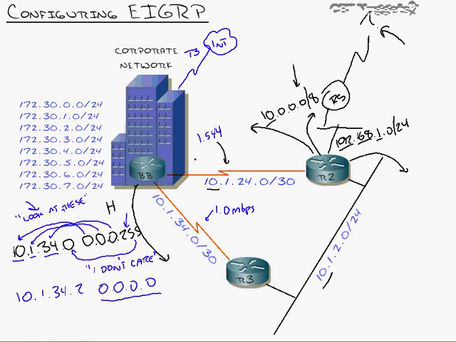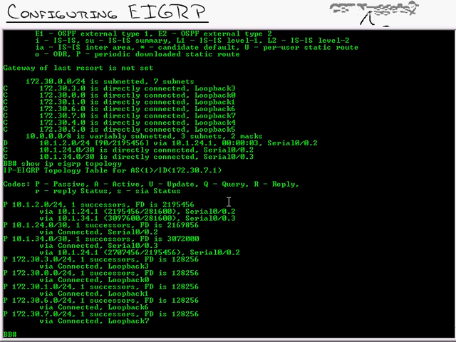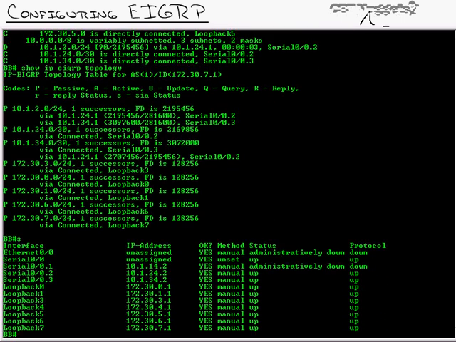With EIGRP, there's actually many ways you can do this. It all depends on your preference. The first way is my least favorite, but you'll find it in Cisco docs all over the place. It's known as the IP default network command. The more I do this command, the more I hate it. I have to admit that.